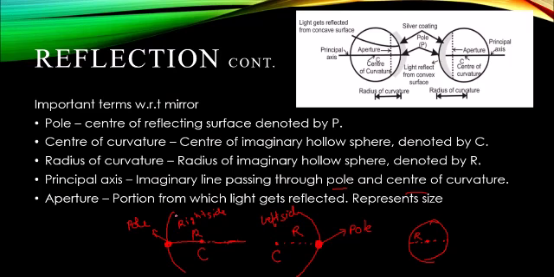Aperture. What is the aperture? The portion from which the light gets reflected. See, this is the aperture. Here in the figure you can see the dotted line joining the two end points of the mirror is known as the aperture. It denotes the size of the mirror. So in both the cases the aperture remains the same. This is the aperture size denoting.